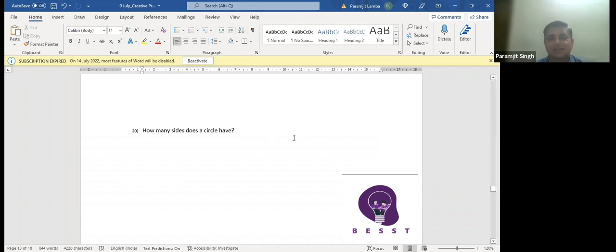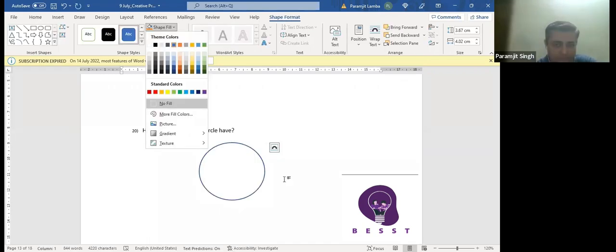How many sides does a circle have? Interesting question. Normally you can count sides of a triangle, you can count sides of a square, you can count sides of a hexagon, you can count sides of an octagon. How many sides does a circle have? 0 side, 1 side, because it is a 2D figure. 2 dimensions, okay. Yeah, it is 2 dimensions, so it has 1 side.